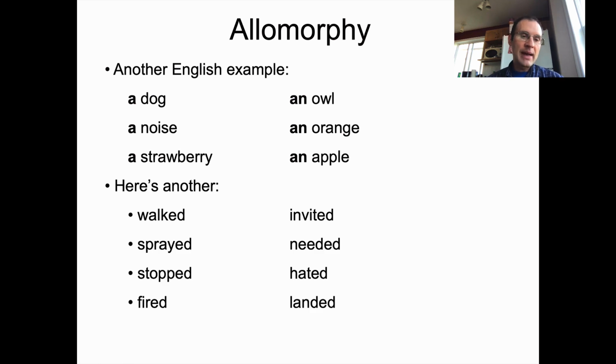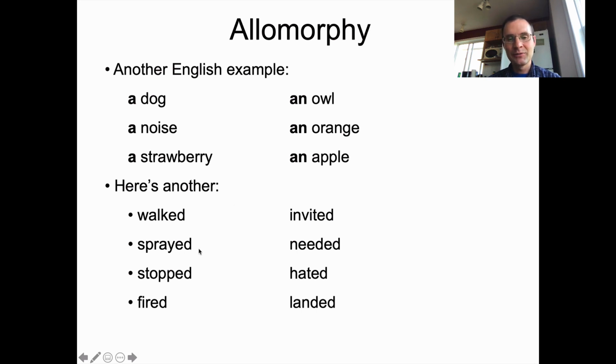So this is, again, going back to past tense formation in English verbs. Walked, invited, sprayed, needed, stopped, hated, fired, landed. Okay, so these are 8 past tenses of different English verbs. And normally the way I walk through this in class is to have you figure out first how many syllables are in each of these forms. Walk, walked. We don't add a syllable to that one.